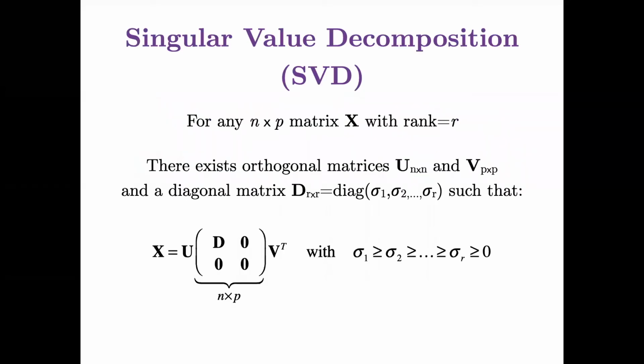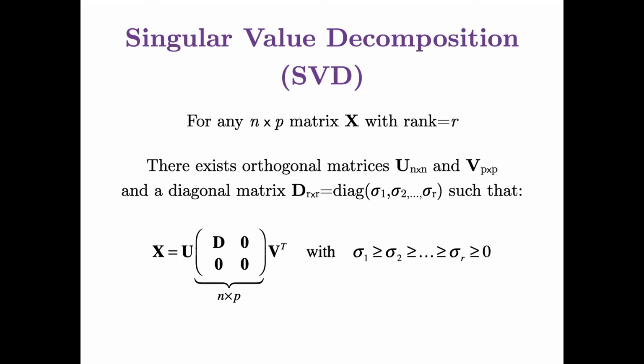The singular value decomposition is really more of a theorem, and it says that any n by p matrix X with rank R, and now typically in data science, we're hoping that our matrix is full rank, meaning that the rank is equal to either the number of rows or columns, whichever is fewer. Because remember, a full rank matrix has to have either linearly independent rows or linearly independent columns.